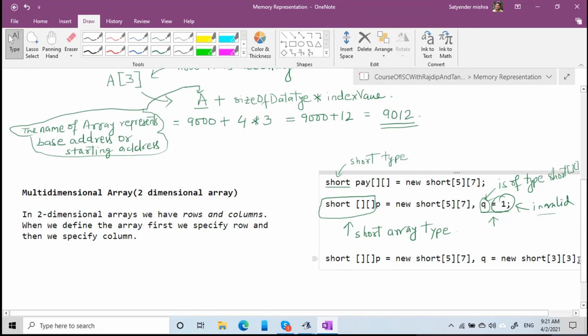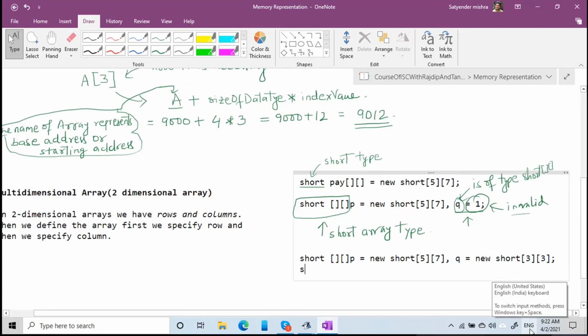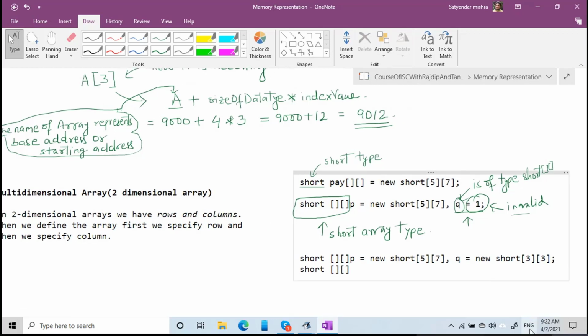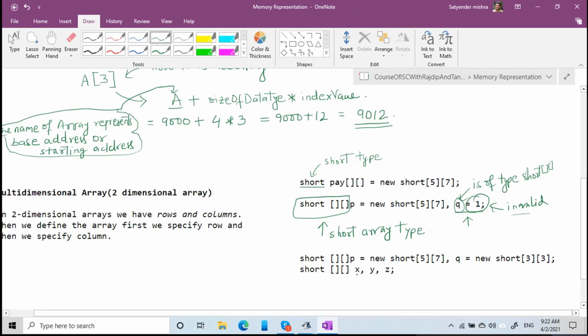So you can enhance your idea in this way. Write here short, write this, and then you can write any kind of variables x, y. So here x, y and z, all three are two-dimensional arrays. All three variables are two-dimensional arrays. Okay. So that is the basic idea, right?